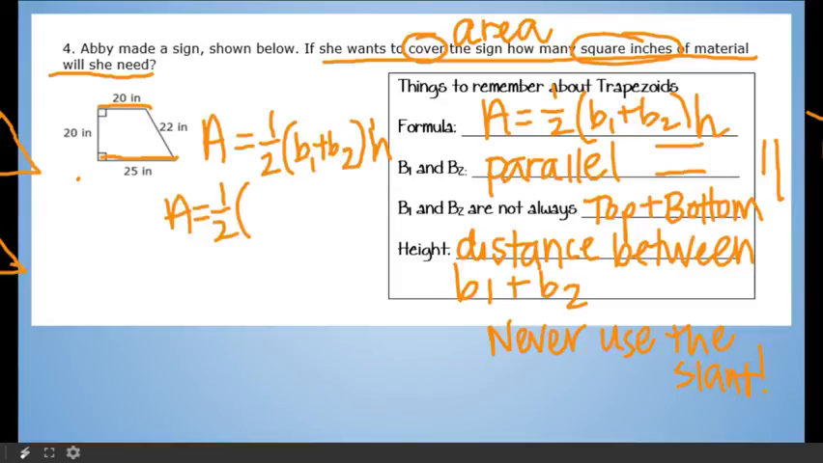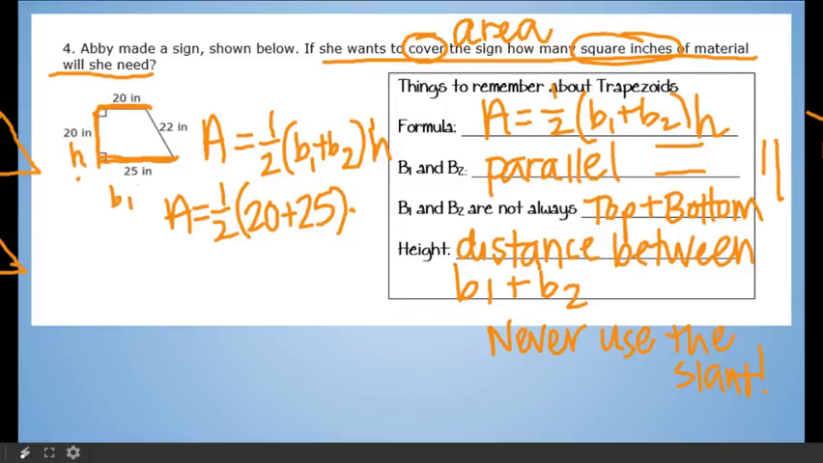So let's look at our figure right here. Base 1 and base 2 have to be parallel. So in this trapezoid right here, the two that I've already colored in orange, those are my base 1 and base 2. So let's write that in our parentheses, 20 plus 25 times the height. And the height has to be the distance between base 1 and base 2. So that means it's going to be the line that is perpendicular to them, or making an L with them. So this is going to be my height.